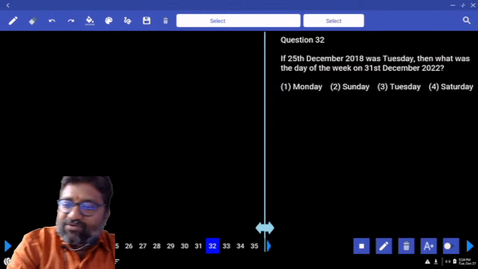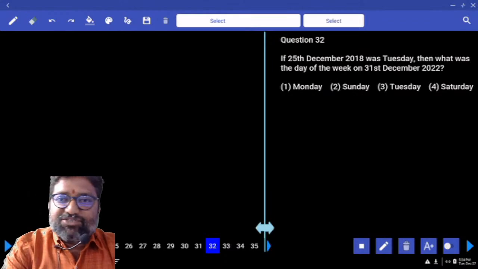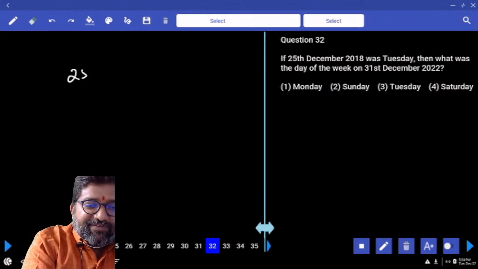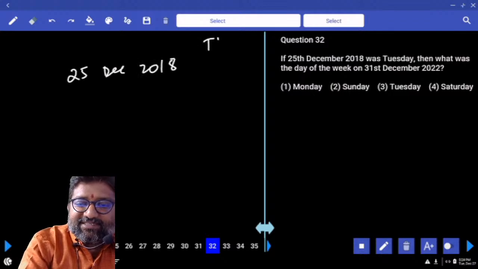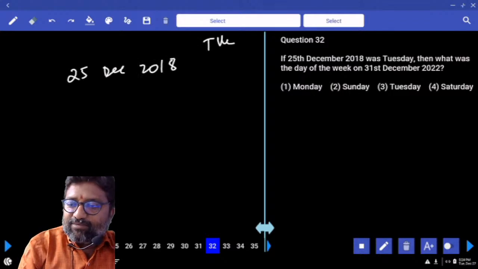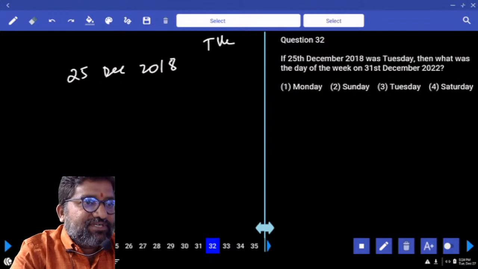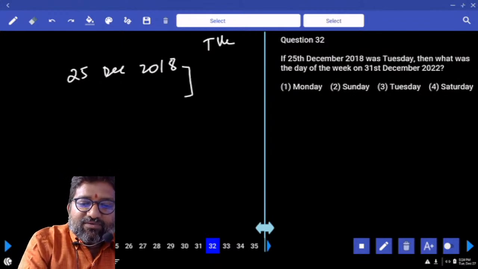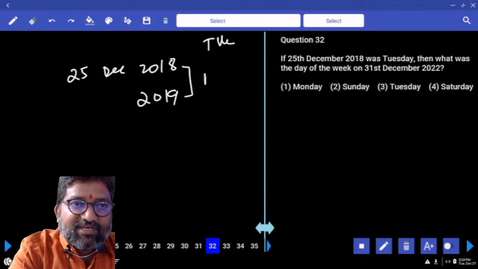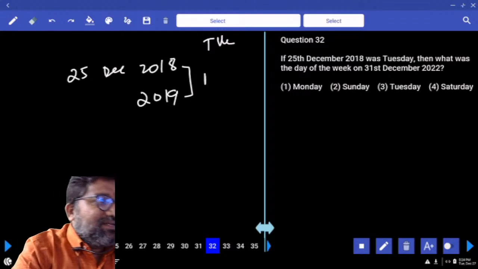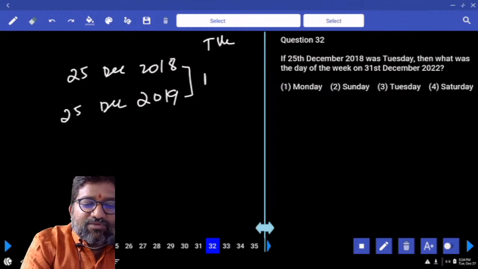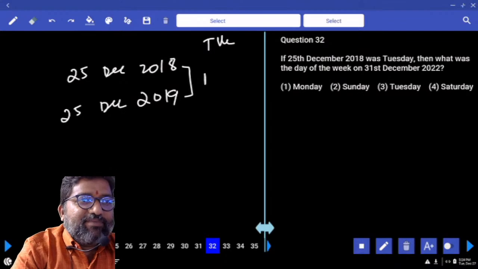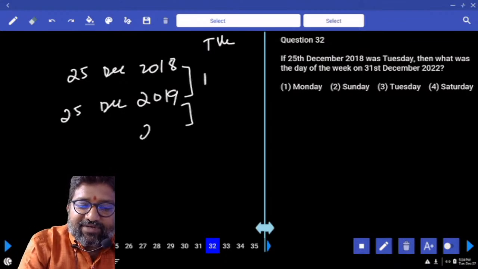Next is what? 25th December 2018 was Tuesday. 25th December 2018. What is it? It is Tuesday. Where do we need to go? 31st December 2022. Till 2019, any odd days? Only 1 odd day, because 2019 is not a leap year. Where does February come in? In 2019 itself. Tell me. What is next needed?